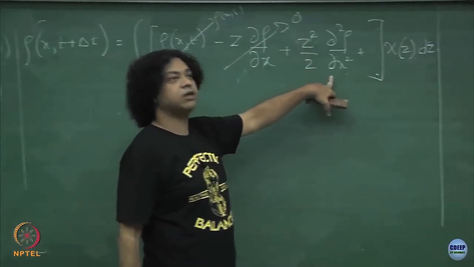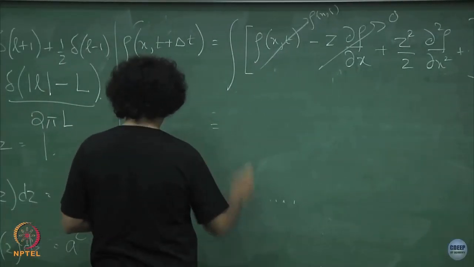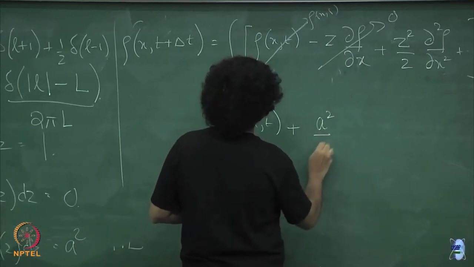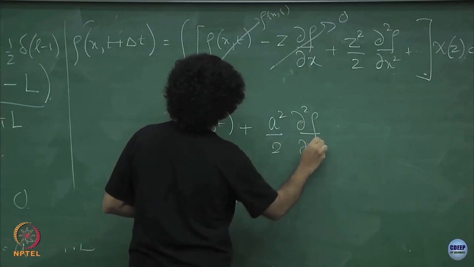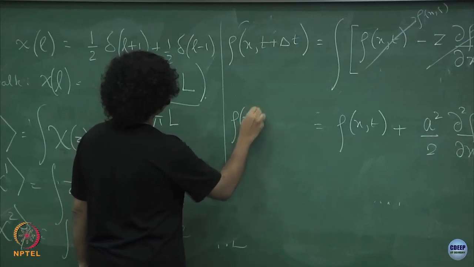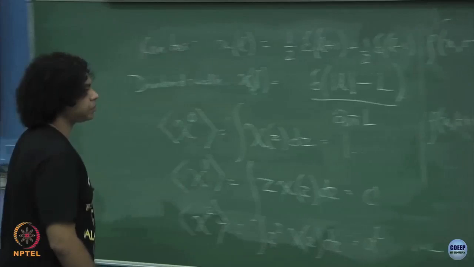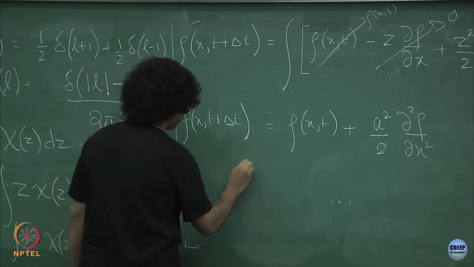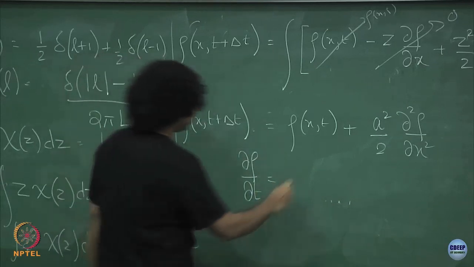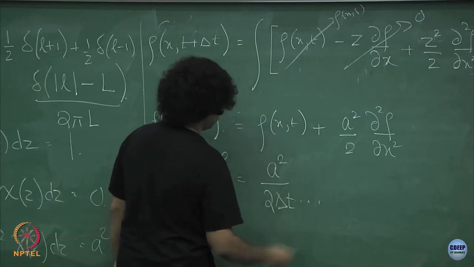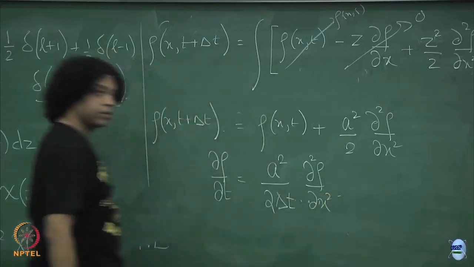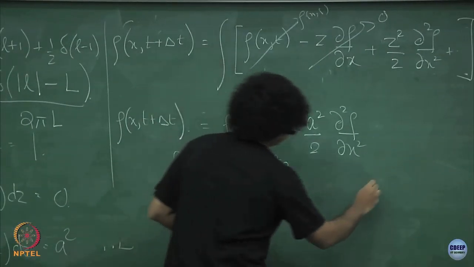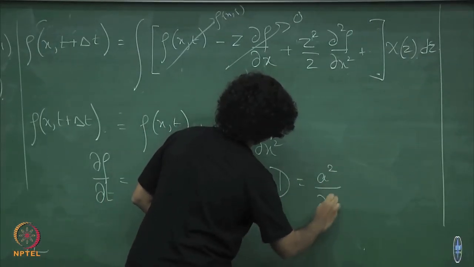What will this give me? This will give me the variance, right. So, if I bring it all together, this term gives me a rho of x comma t, and then I get a square by 2 del 2 rho del x 2. So, this is rho of x comma t plus delta t. I can bring this to this side, divide by delta t throughout, then the left hand side would become del rho del t, right. The right hand side would become a square by 2 delta t del 2 rho by del x 2, right. So, I call this object my diffusion constant. D is a square by 2 delta t.